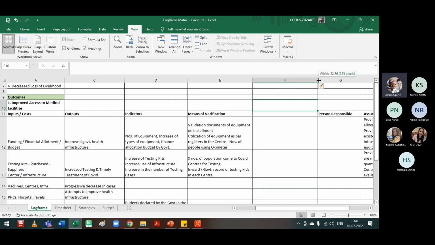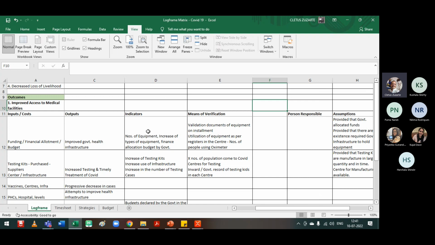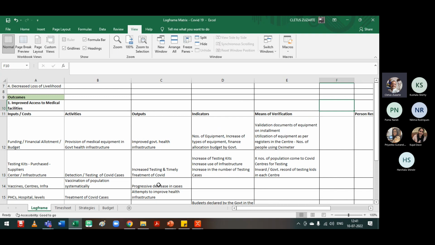And you will say that this is the information I require to understand whether there has been improved government health infrastructure. You're going to look at medical equipment, the provision of medical equipment. So medical equipment has been provided, but you need to say, how do I actually measure it? How will I measure that? So you will be looking at this in terms of indicators, means of verification, and also the person responsible and the tools.